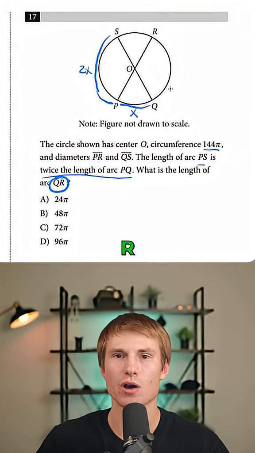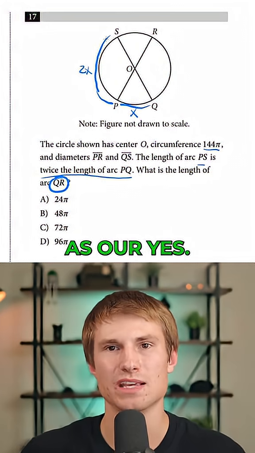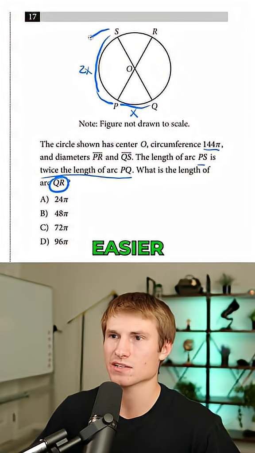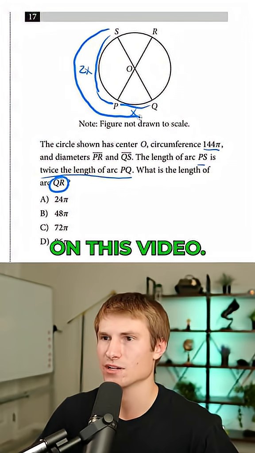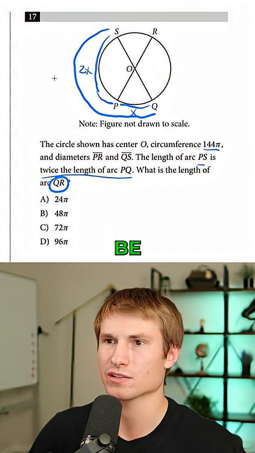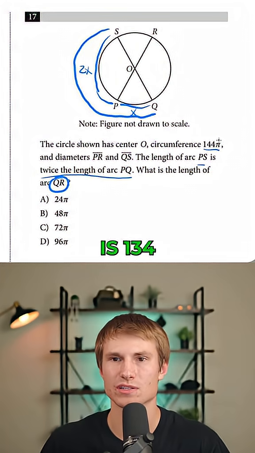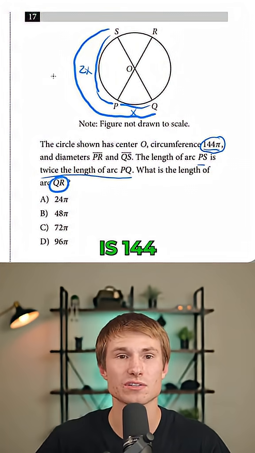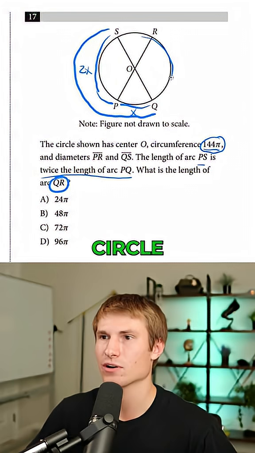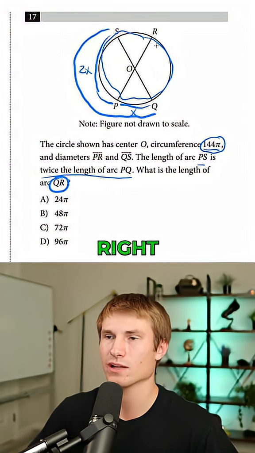Well, arc QR is going to be the same length as arc PS. So I'm going to focus on solving for PS just because it's easier for me to show on this video. If we draw this, we see that it's X plus 2X, so that's going to be 3X. We also know our circumference is 144 pi. Our circumference is that whole line around the circle, all of this, that line right there.